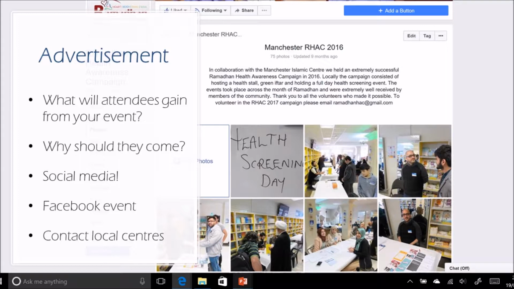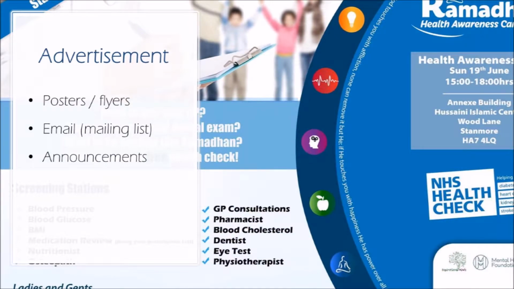You could approach nearby community or religious centres, such as your local church or temple, and invite their community members to attend also. The health team produces a poster template for the RHAC campaign each year, which can be personalised and tailored to the events at your centre.